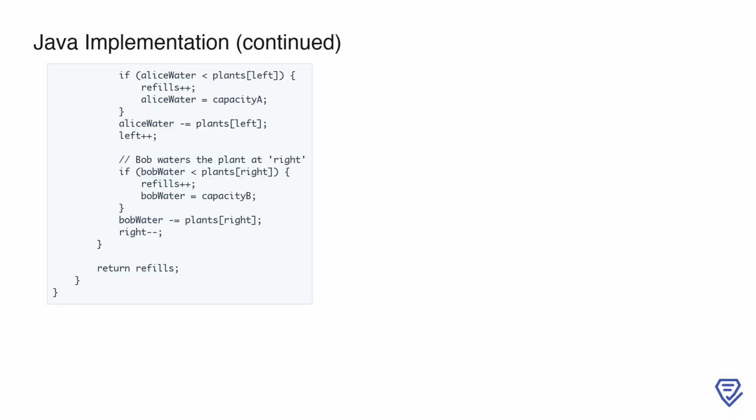Similarly, Bob waters the plant at the right pointer. If his remaining water is insufficient, he refills, increments the counter, and resets his water to its full capacity before watering the plant. Afterward, the right pointer is moved backward. This process continues until the two pointers overlap or cross. Finally, once all plants are watered, the method returns the total number of refills required. This approach ensures that both Alice and Bob efficiently water the plants while minimizing the number of refills.